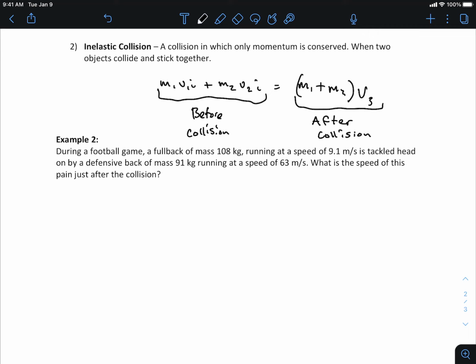Pair. Should be pair, not pane. There we go. What is the speed of this pair just after the collision?